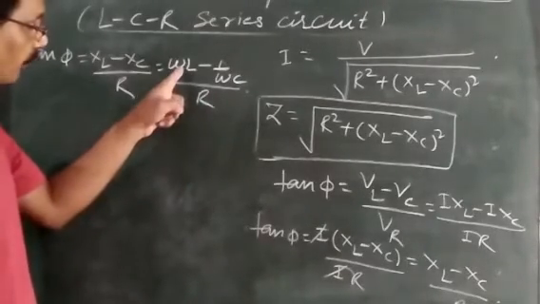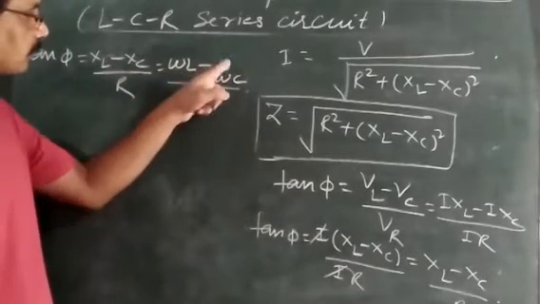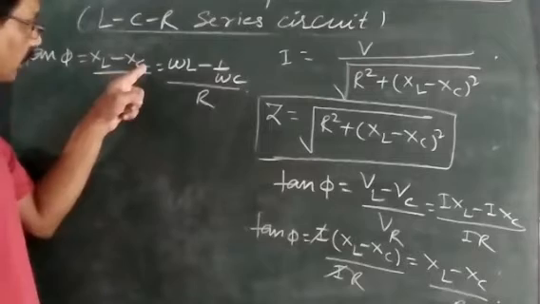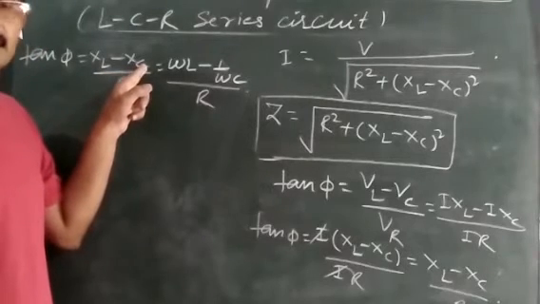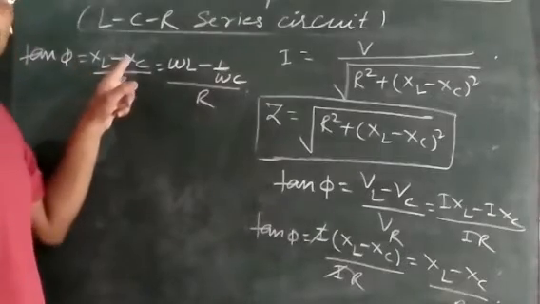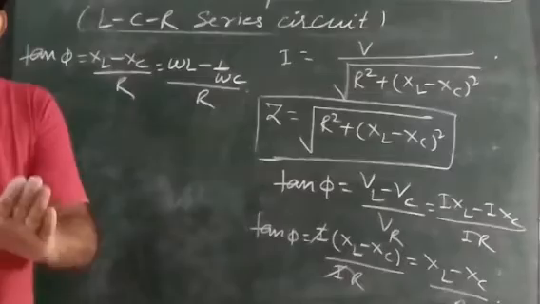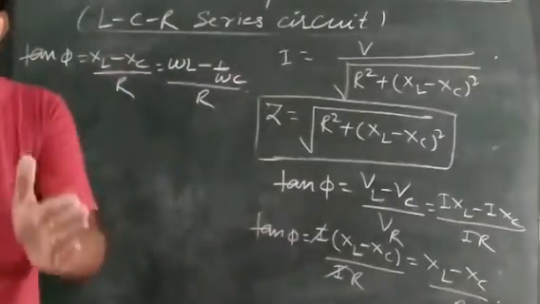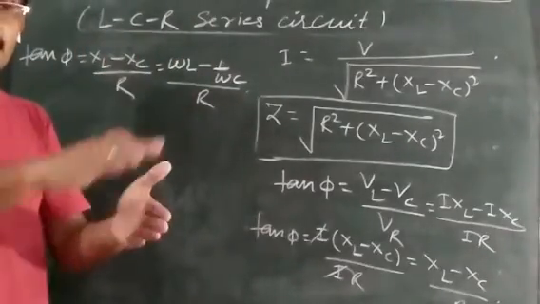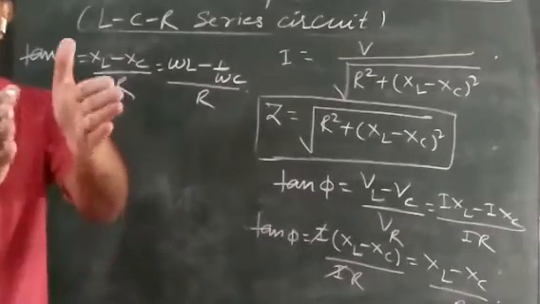And third case, when omega L is equal to 1 upon omega C. Omega L is equal to 1 upon omega C मतलब when XL is equal to XC. Then in this case you will get tan phi is equal to 0. And when tan phi is equal to 0, then phi is equal to 0. Phi is equal to 0 means in this case applied voltage and current both will be in same phase.